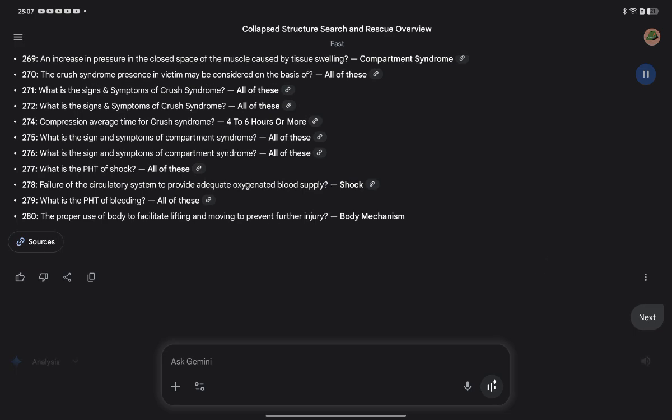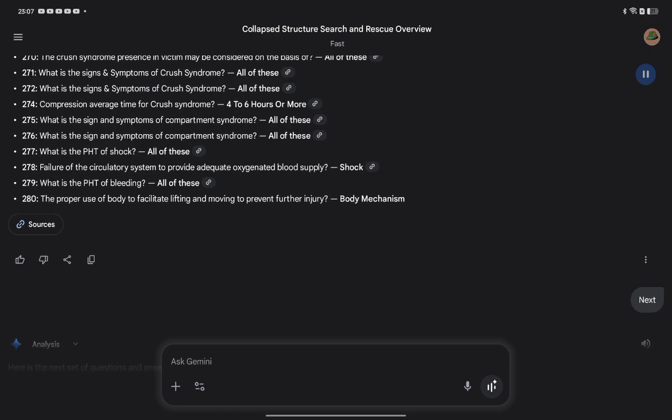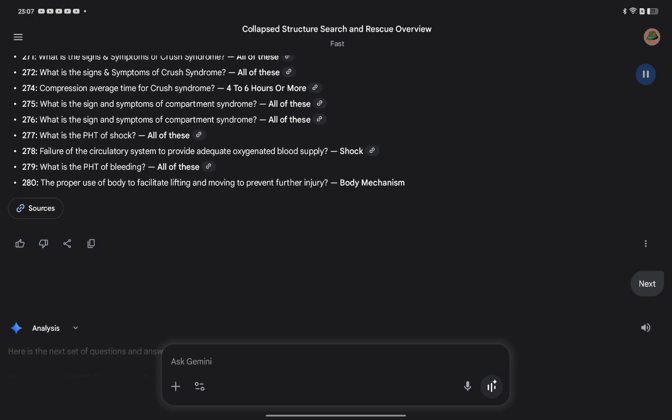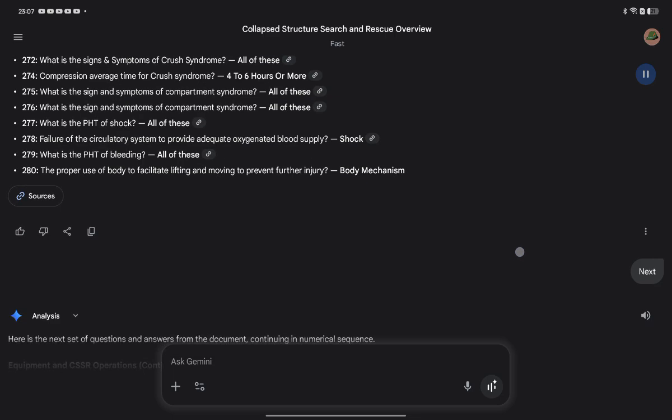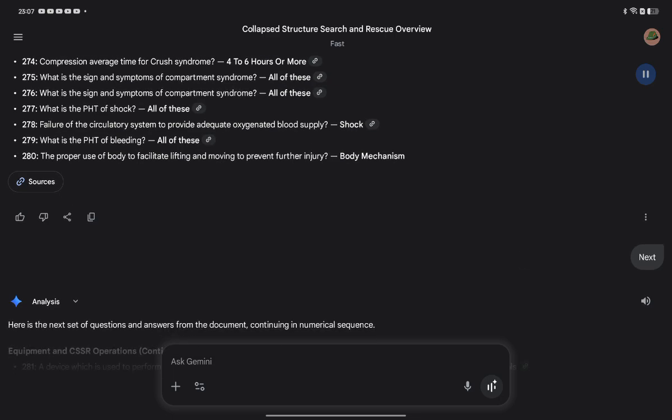271. What is the signs and symptoms of crush syndrome? All of these. 272. What is the signs and symptoms of crush syndrome? All of these. 274. Compression average time for crush syndrome. 4 to 6 hours or more. 275. What is the sign and symptoms of compartment syndrome? All of these. 276. What is the sign and symptoms of compartment syndrome?